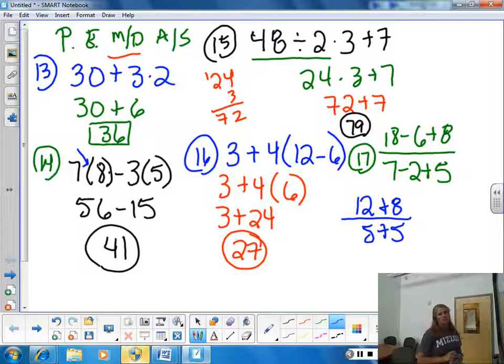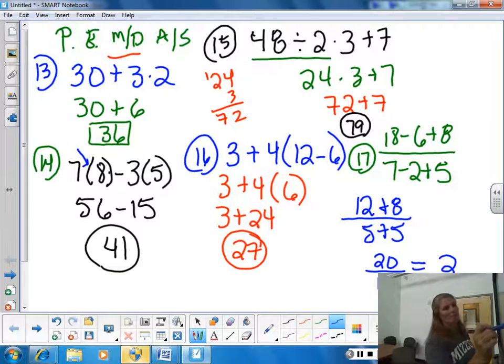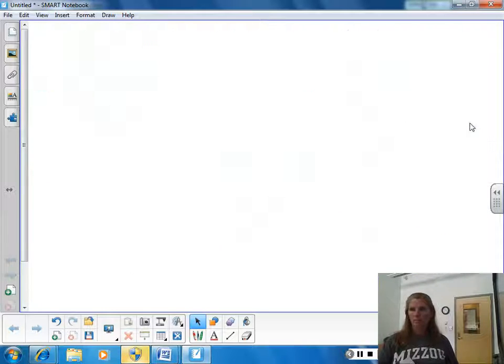Then I have 12 plus 8 is 20. And 5 plus 5 is 10. And now I need to divide 20 divided by 10. How many times does 10 go into 20? 2 times. So my final answer for that is 2. So 13, 14, 15, 16, and 17, your first 5 are simplified right there. All right, moving on to 18.